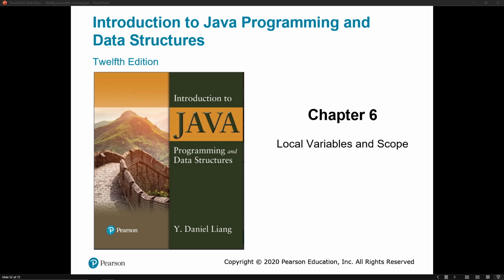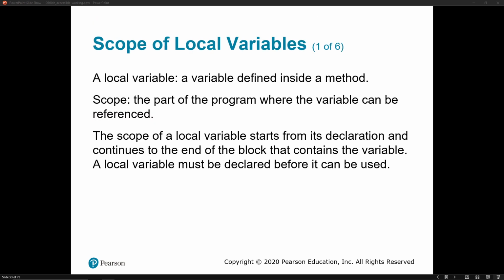In this video, we're going to take a look at local variables and talk about their scope. So what is a local variable? A local variable is any variable that is defined inside a method. They are known as local variables.